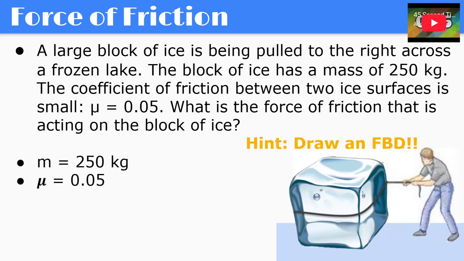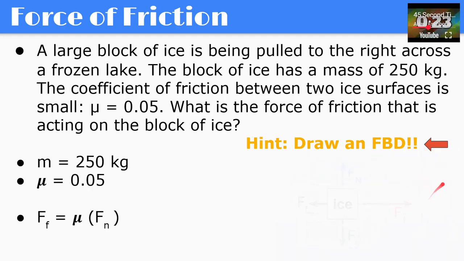Okay, so I know my mass. I know mu. Those are the only things given to me in the question. I also happen to know an equation for force of friction, which the question is asking me for. Force of friction is mu times normal force. But the problem is I don't have the normal force. And that's where the free body diagram comes into play, because if we draw it, we might see a way to figure out what our normal force is.